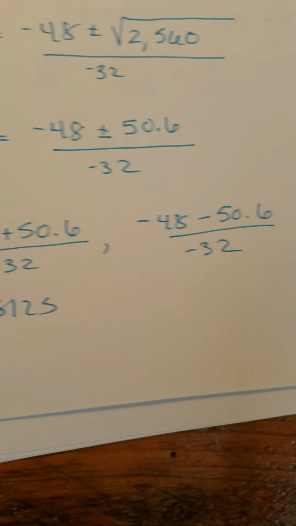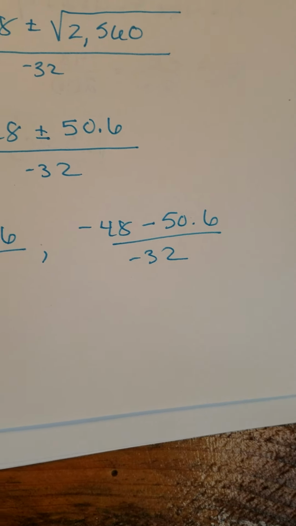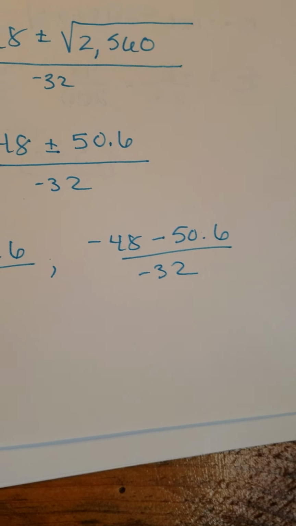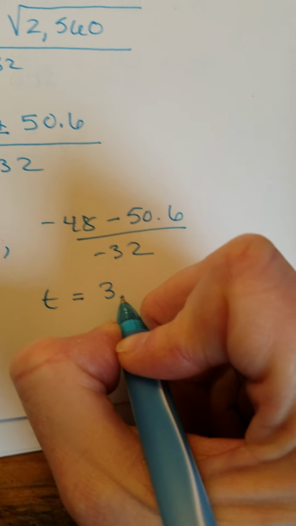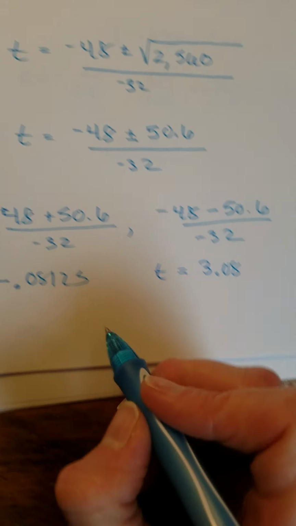What the heck? Now do the other one. Negative 48 minus 50.6 divided by negative 32. That gives you 3.08. Okay, guys, you didn't make a mistake.